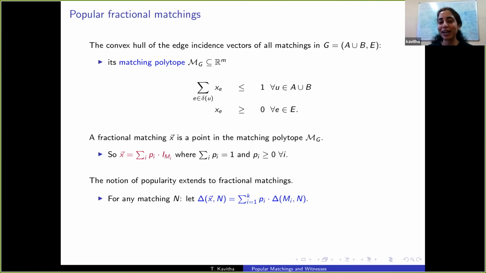This was like a natural way of defining it. I wanted to say that delta x comma n is just, if I write x as summation pi mi, let's just write delta x comma n as summation pi delta mi comma n. And let's say a fractional matching is popular if delta x comma n is non-negative for all matchings n. However, as Sushmita pointed out, maybe X can be written as a convex combination of many matchings in many ways. It's not unique. So why is this well defined? Why is delta X comma n the way I wrote it? Maybe it can be written as a different convex combination of some other m prime i's, and then it doesn't seem to be a rigorous definition.